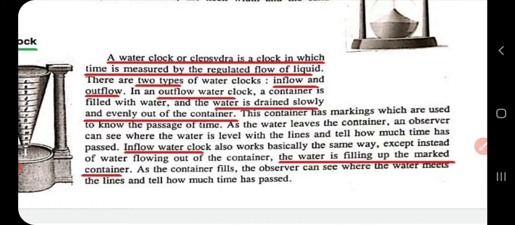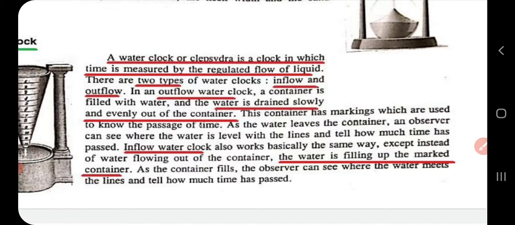As the water leaves the container, an observer can see where the water level is with the lines and tell how much time has passed. So in the outflow type, you actually measure the water that is flowing out. Once it leaves, the container has markings, so you can understand how much water has left the container. By noting that level, the observer can tell the time that has passed. That is the technique behind the outflow type water clock.